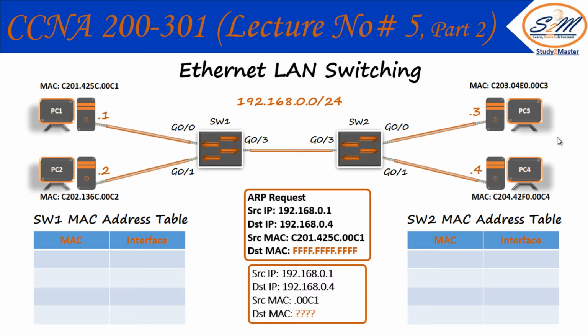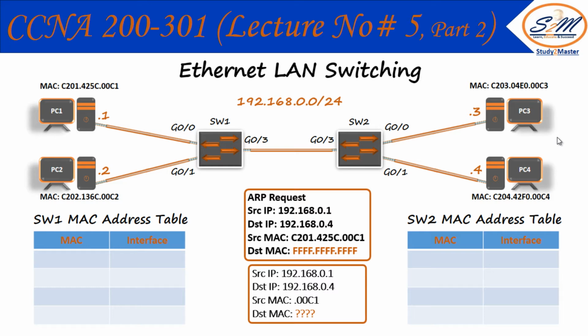C201 4255C00C1 is the MAC address of PC1. C202 136C00C2 is the MAC address of PC2, and the same for the rest of the computers. C203 04E0 00C3 is the MAC address for PC3, and C204 42F000C4 is the MAC address for PC4.